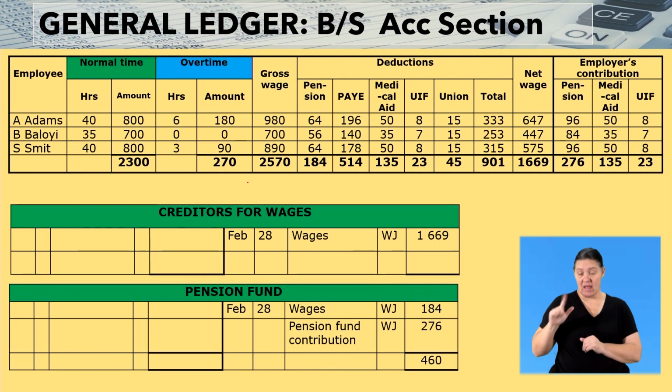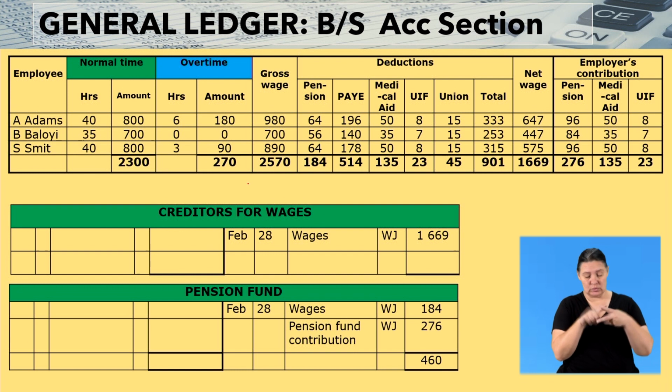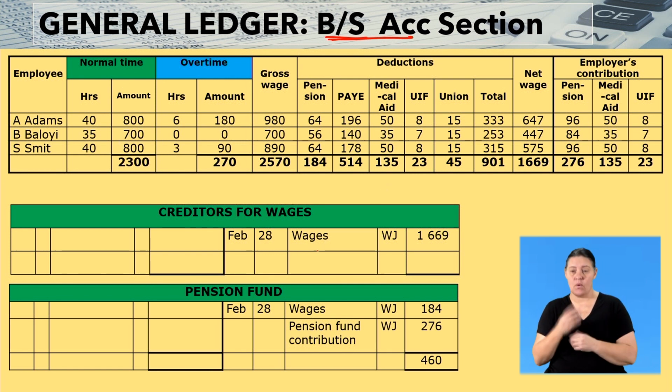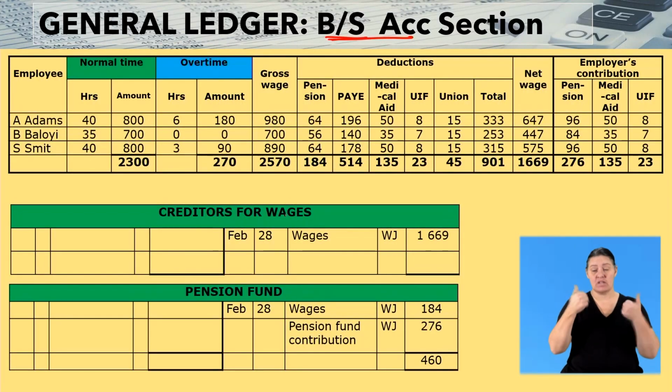In the general ledger, it is very important to understand that you have two sections. The first one is the balance sheet account section. This is where we are posting into the balance sheet account section, and then later we're going to post into the nominal account section. So the first account is creditors for wages.